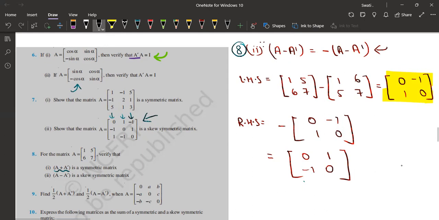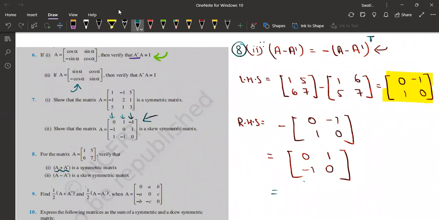One second, let me check this. Okay, so we have got here RHS 0, 1, negative 1, 0. But this is our A minus A transpose. But what is the meaning of skew symmetric matrix? That this equals minus of this transpose. I forgot this transpose, right? So now we have this as minus of (A minus A transpose).